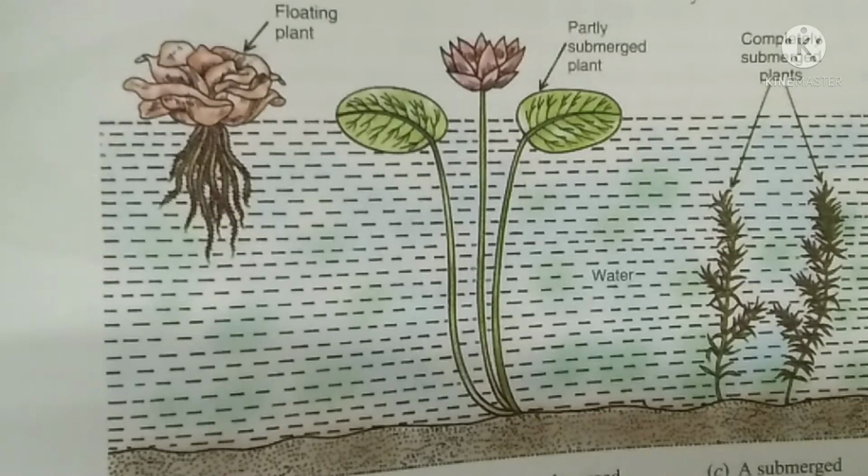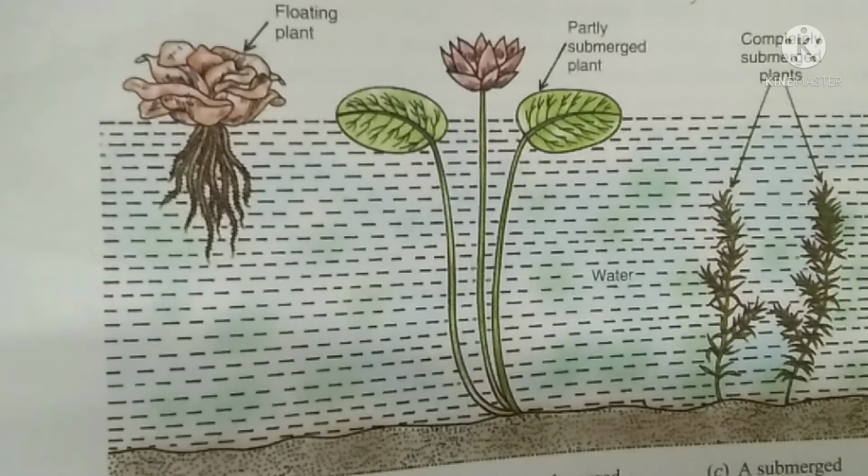Now if you observe these plants carefully, they have some special features which allow them to live in water and grow healthy. The aquatic plants are also known as hydrophytes. Hydro means water. They are known as hydrophytes.